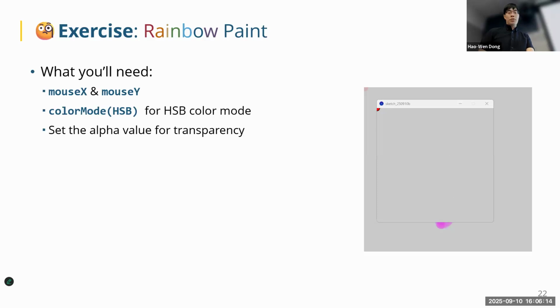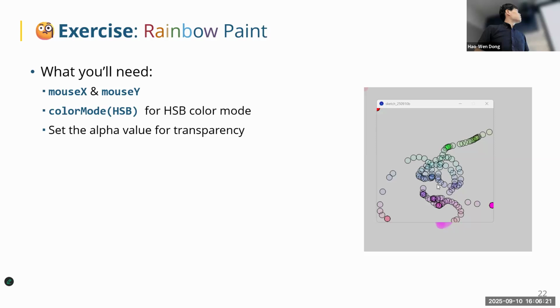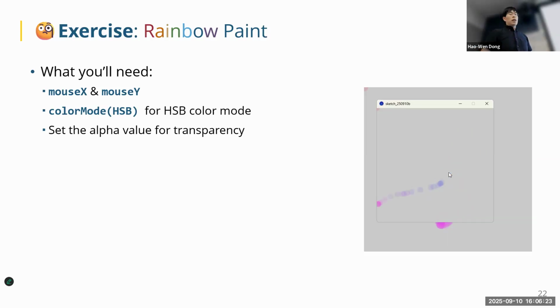Something here. Almost done. There's a stroke. What's the name to get rid of the edges of the circle? noStroke. Capital S. noStroke.